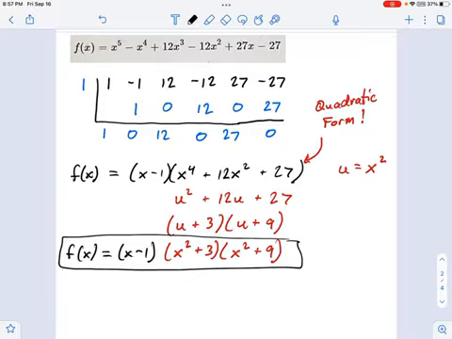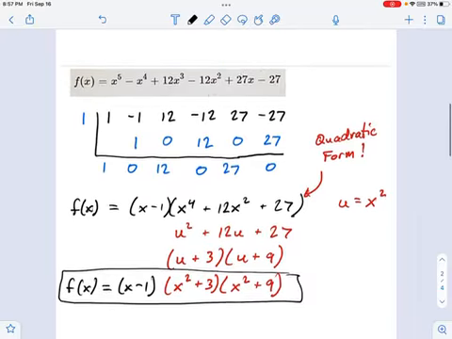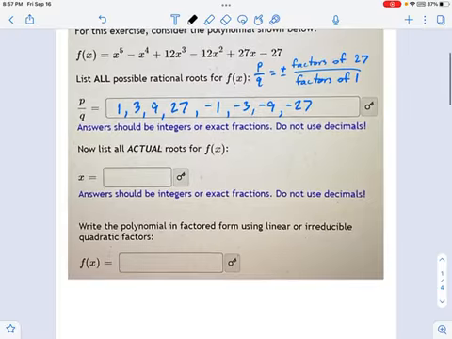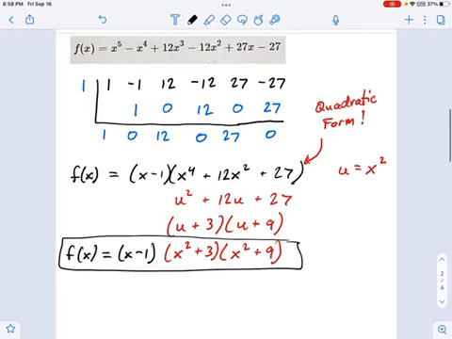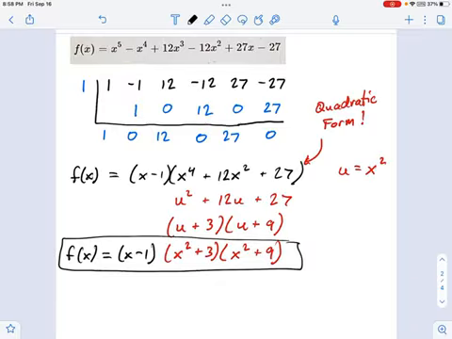See, I took a shortcut. We factored it real fast from the quartic level, this 4th degree, without even using any more synthetic division. That's fully factored form because what I have here, and pay attention, is linear or irreducible quadratic factors. And that's what I have. Now, in terms of the roots, it's not quite done yet.